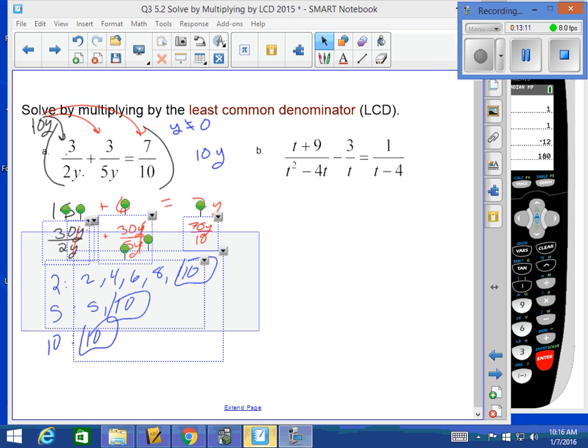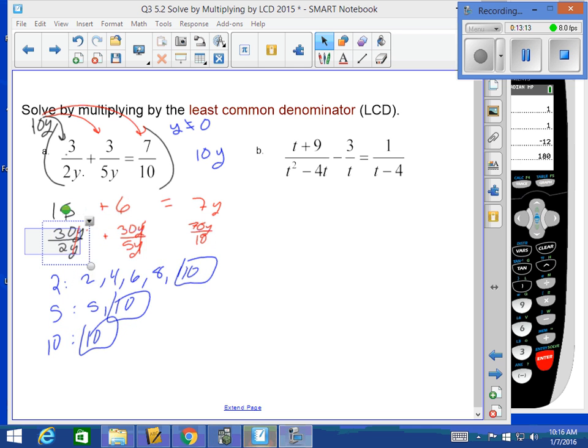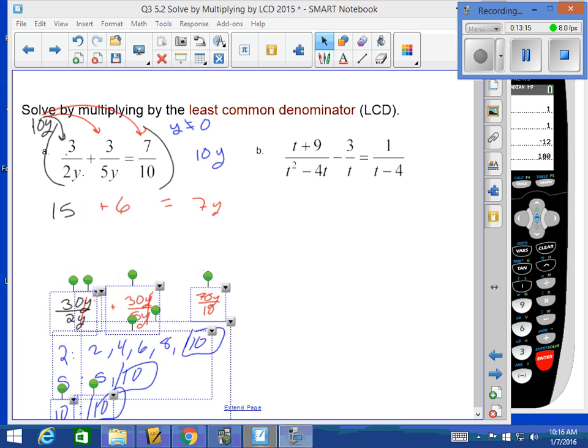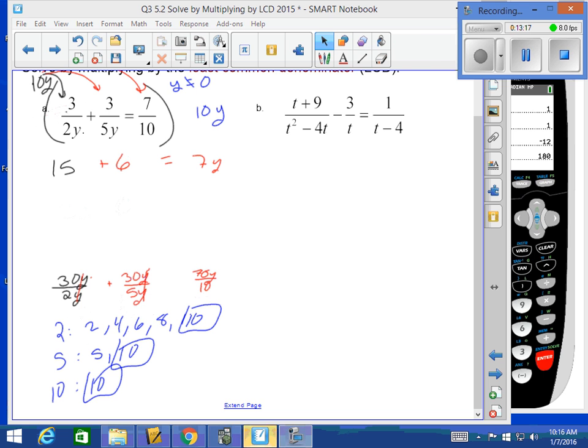So this new equation is going to be a lot easier to solve because I now can solve it without any fractions. I can just add my like terms. 15 plus 6 is 21 equals 7y. My next step in solving, since that's being multiplied, is I would just divide. So 21 divided by 7 is 3. Now my answer didn't come out as 0, so I'm good with that answer of 3.